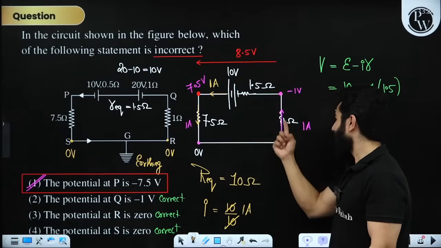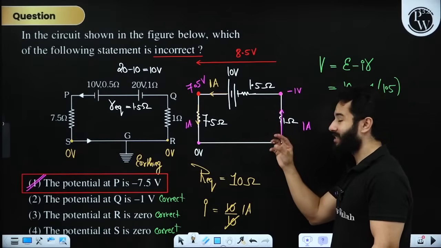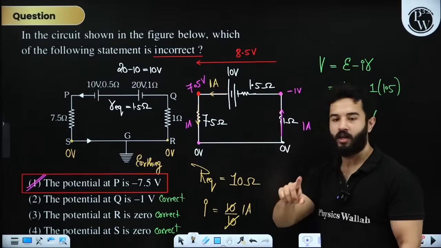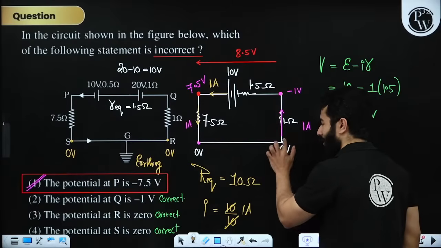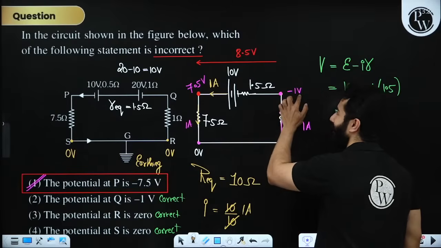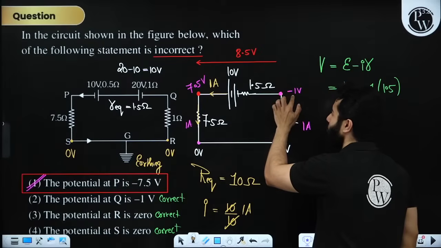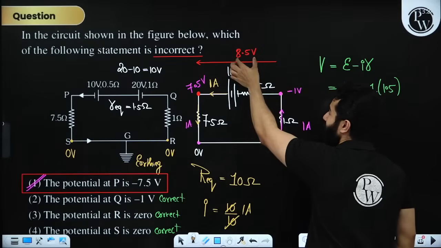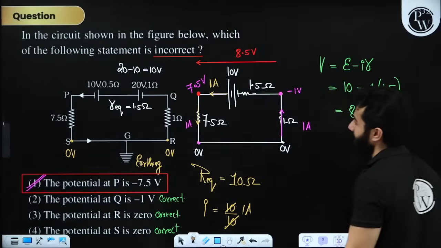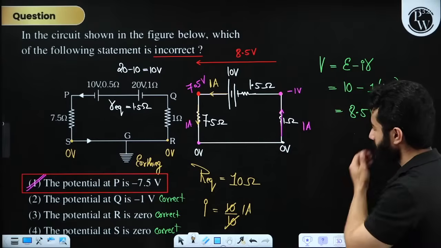So 1 ampere current is flowing through 1 ohm. That means there will be a drop of 1 volt. So what is a drop of 1 volt after 0 volt? It will be minus 1 volt. So we are assuming this to be minus 1 volt. And the potential difference, this is 8.5. Right? Clear? Done? All right.